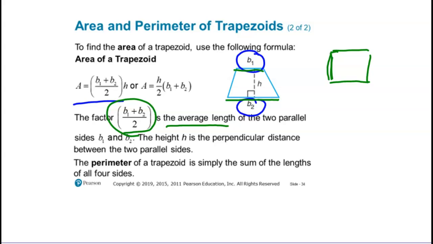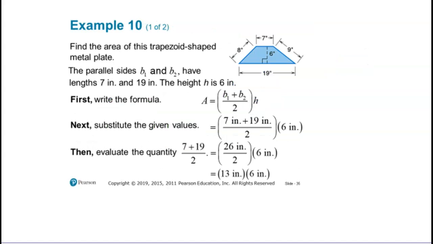The perimeter is actually really easy on a trapezoid, because you're just adding up all the sides, just as if you were walking around the perimeter of a fence. The area is pretty easy also, so let's look at how that's done.